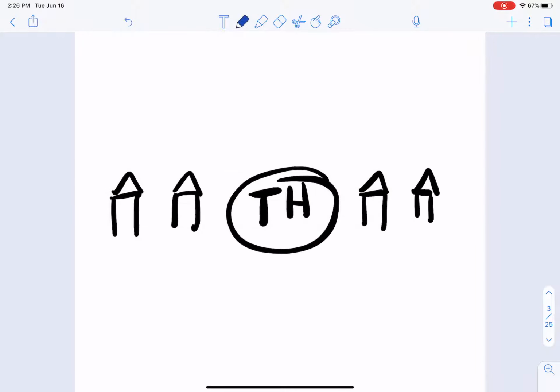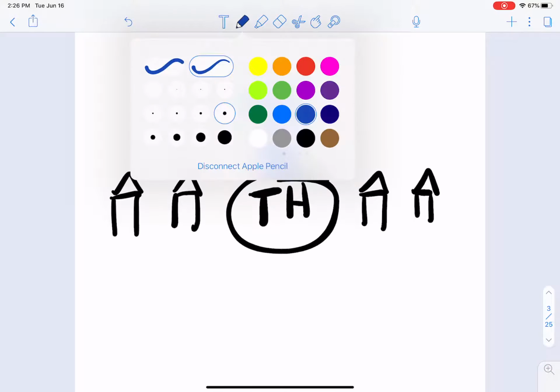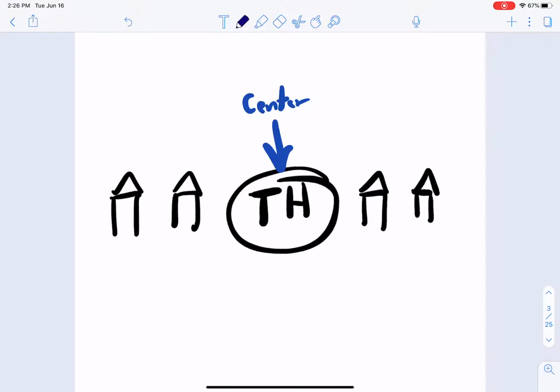All right. And then somebody comes up to us and asks, well, where's the center of town? Well, the center of town is right here at Town Hall. So this is our center. And then they ask, well, how spread out is the town? Well, then what we would do is calculate the average distance from each house to Town Hall.